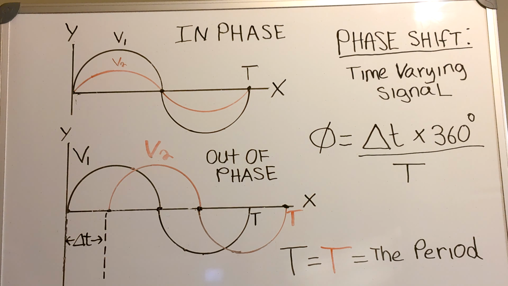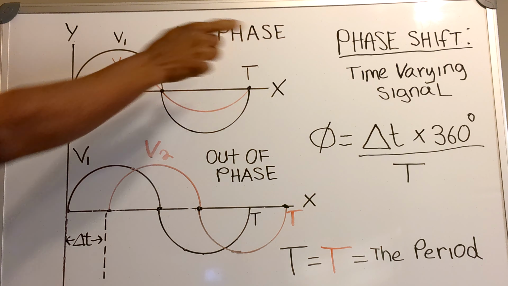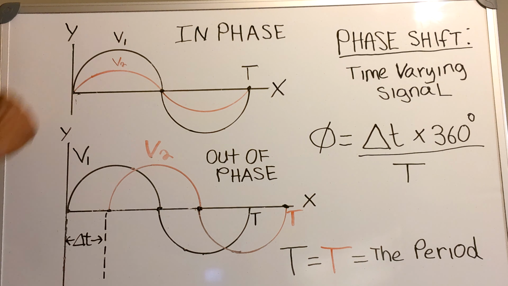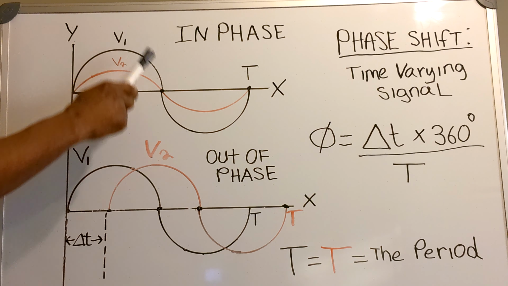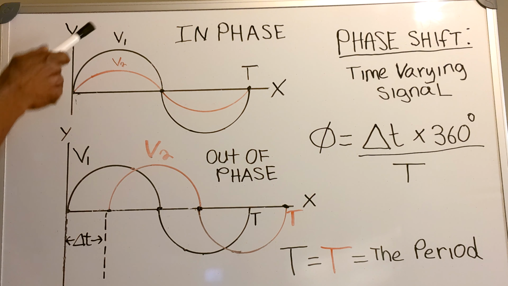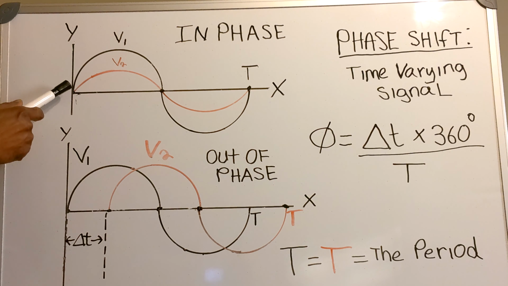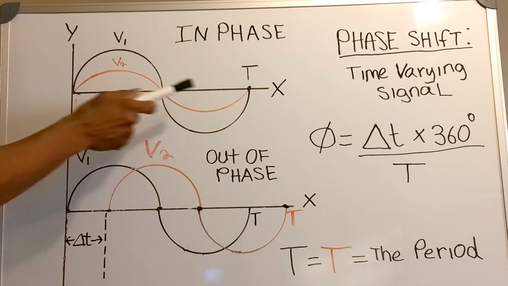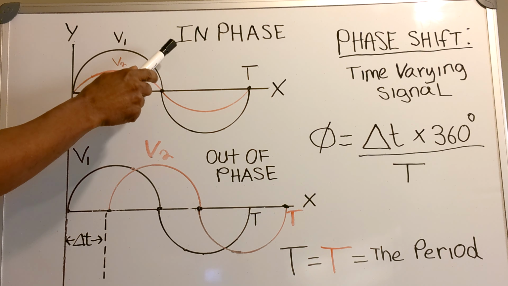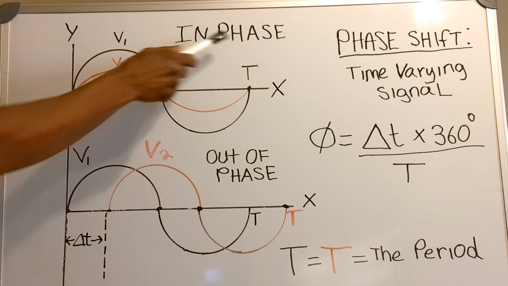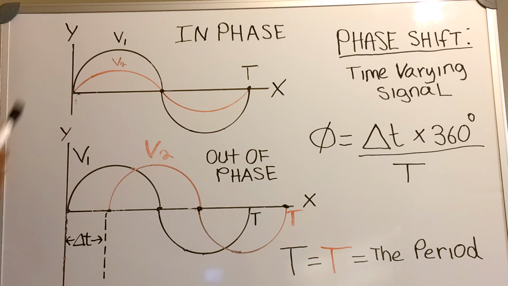In this video, I'm going to be talking about the phase shift of a sinusoidal waveform. Now we have a sinusoidal waveform right here. I'm going to call this waveform in black V1, and this waveform in red, I'll call it V2. These two waveforms are in phase. But what do we mean when I say in phase?